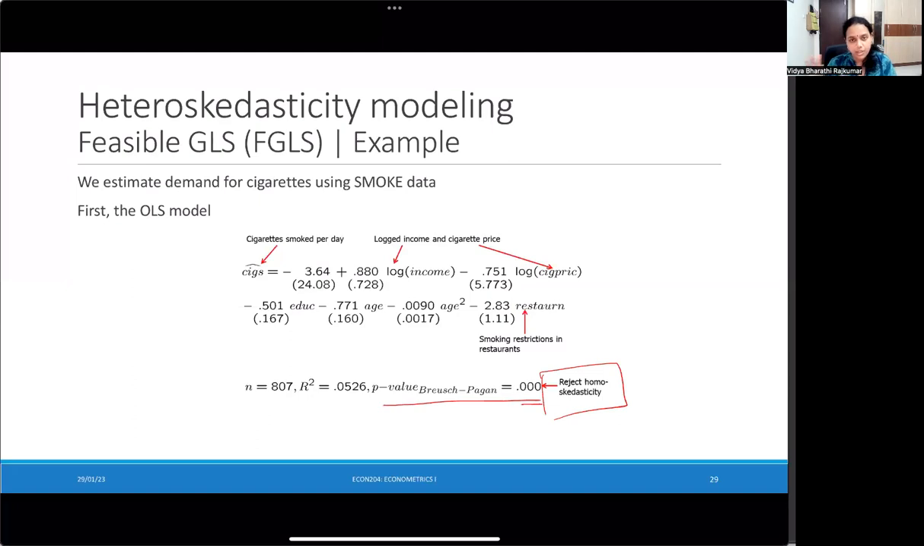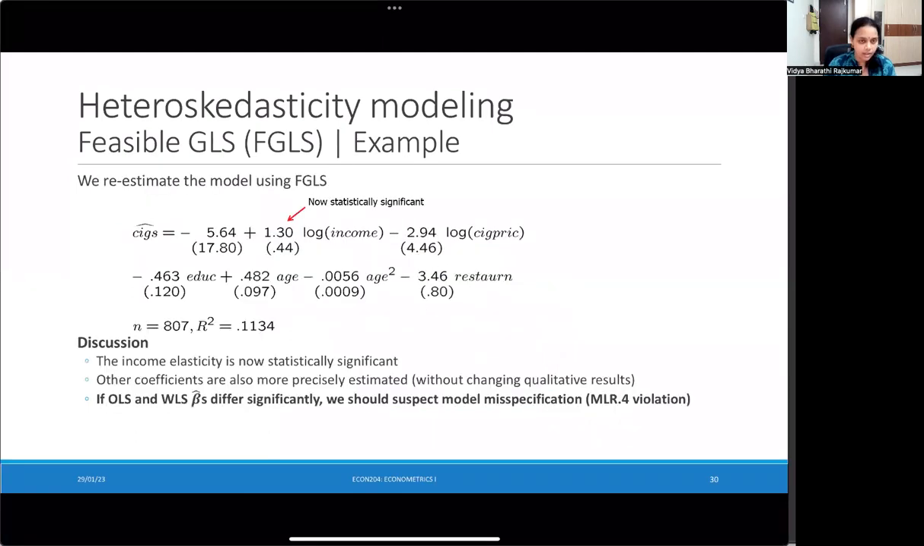Now, before I show you the heteroscedasticity corrected results, look at the significance of these coefficients. The log of income is not statistically significant, meaning income doesn't have a significant role in how many cigarettes somebody is smoking. The price of cigarettes is also not significant. Whether the person lives in a state with smoking restrictions in the residence appears to be moderately significant, but that's how the results are initially. Now, if I run an FGLS model using the methods that we've just described, here are the results.